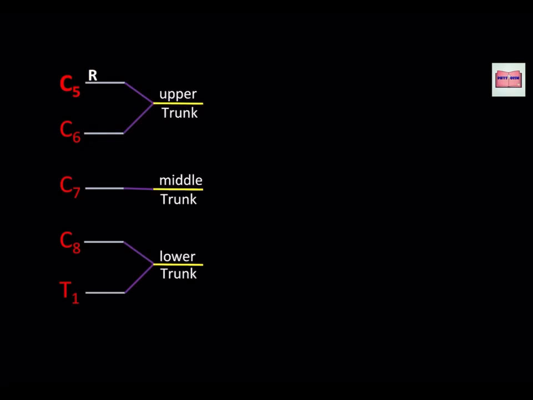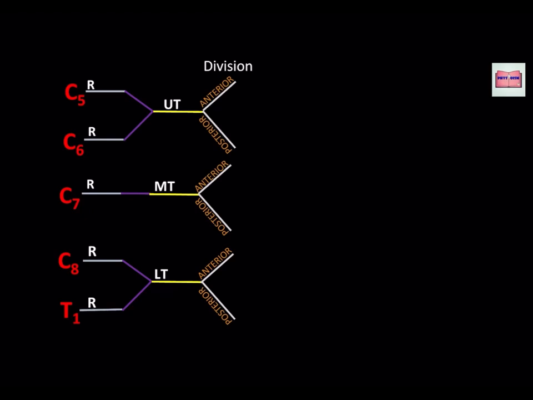So as I told, the roots will join to form what? Trunks, right? So the C5 and the C6 roots will join to form the upper trunk, and the C7 root alone will form the middle trunk, and the C8 and T1 roots join to form the lower trunk. Okay, so again I told that the trunks will divide into divisions, right? So each trunk, upper, middle and lower, will divide into two, which are the anterior and posterior divisions. Each trunk will divide into an anterior and posterior division.